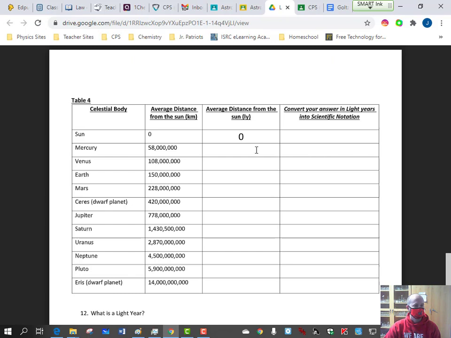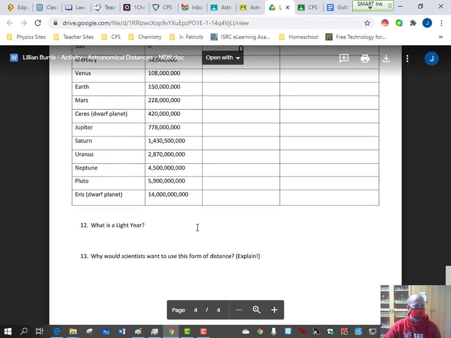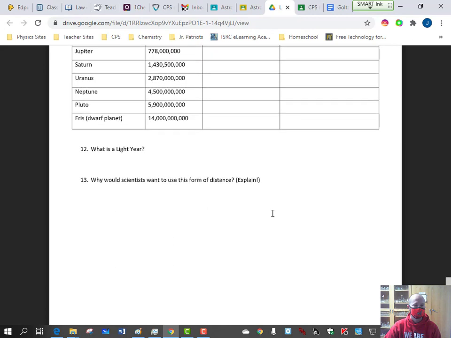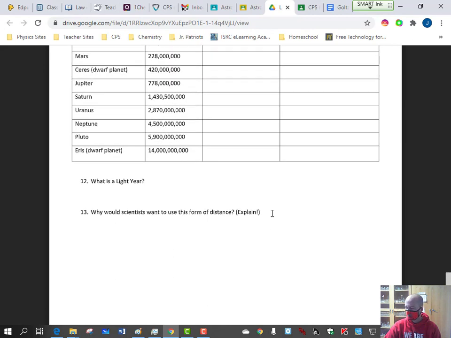Once you divide all these, get the answers here, convert them to scientific notation, answer these questions here, and then turn the assignment in. I'd like to have this done as soon as possible. If today would be great, if you guys could get that done.